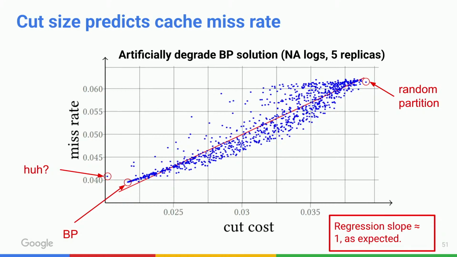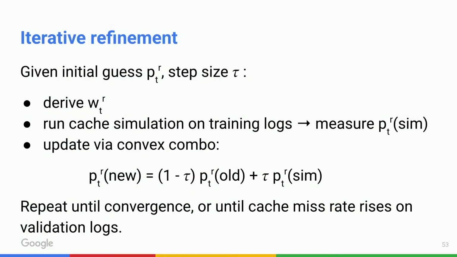That's interesting. That one has an even better cut cost because it's an NP-hard problem and we didn't solve it exactly. And also maybe that might violate balance. Anyway, it does also have a worse miss rate. And this one was a random partition. So this is one of my favorite plots I've ever produced. Okay, iterative refinement, we are running out of time here.